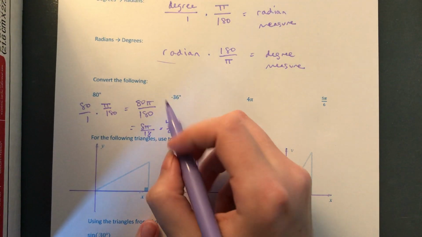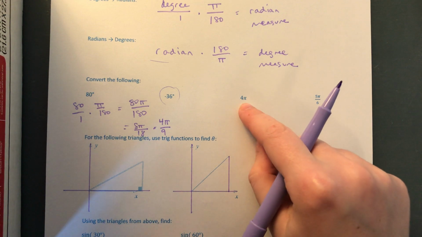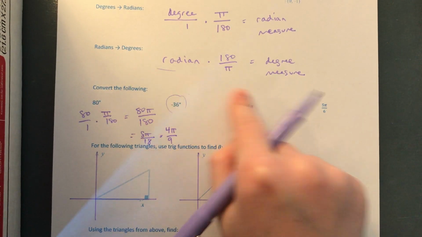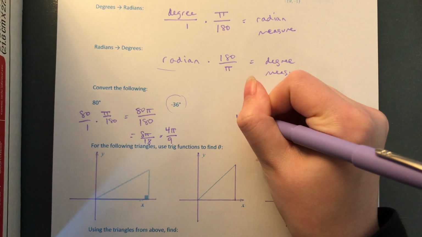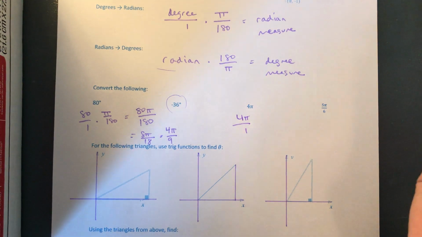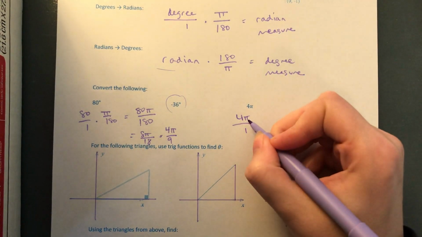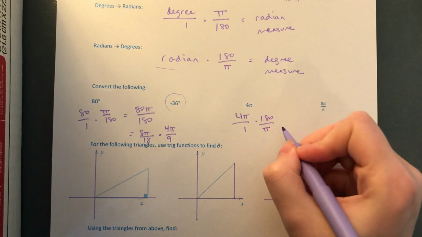So I'm gonna let you guys try negative 36 degrees on your own. But let's try 4 pi. So 4 pi is a radian measure. So if we want to go from radians to degrees, we're gonna use this formula. So we're gonna take the radian, 4 pi. I'm going to put this one over 1. It didn't come as a fraction, so I'm going to just put it over 1 for ease of multiplying fractions. 4 pi over 1 times 180 over pi.